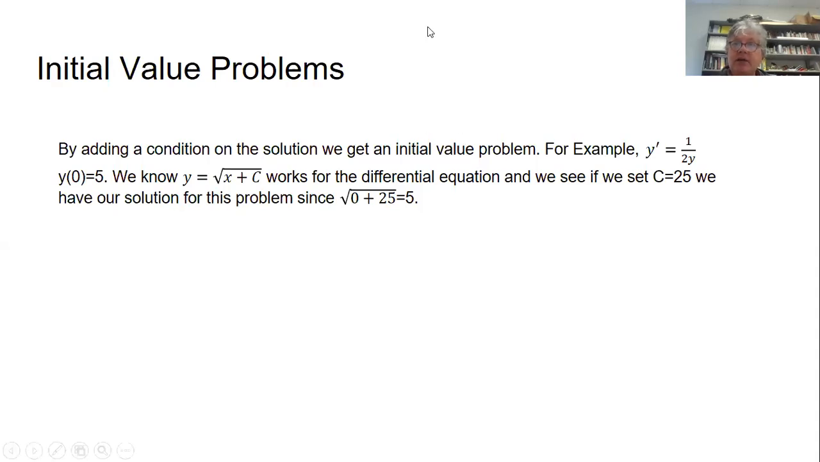Okay, so let's go and do a few more examples. I've brought this fancy new pen and implement so I can do some writing for you. So for example, here's an initial value problem. Oops, nope, that doesn't work.